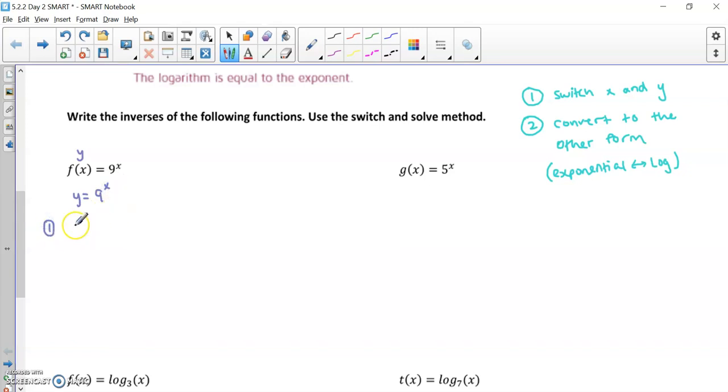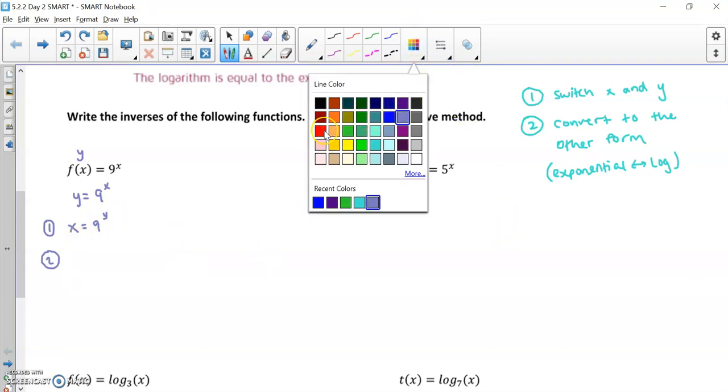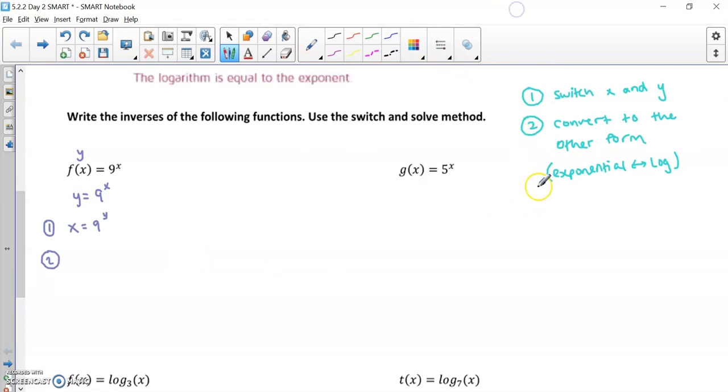So step 1 is to switch x and y. So I'm going to write x equals 9 to the y because I've put x in y's place and y in x's place. Now step 2 is to convert this to the other form. Right now it's clearly an exponential form because there's an exponent in there, so we need to change it to log form. Let me remind you what that looks like.